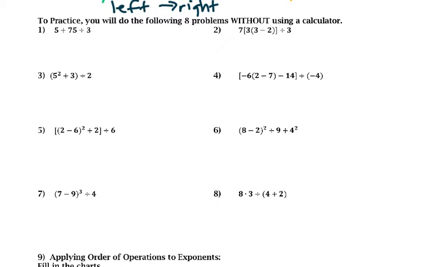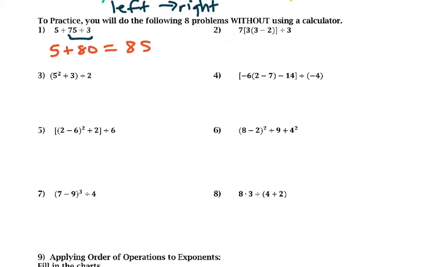So I already kind of did number 1. The way that I did it secondly was correct, where you do the 75 divided by 3 first. What I want to see on your paper is I want to see each step. That's showing your work. That's showing that you know what the process is.